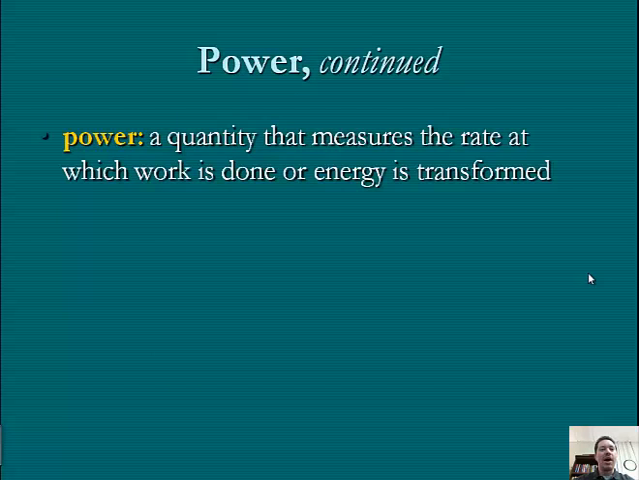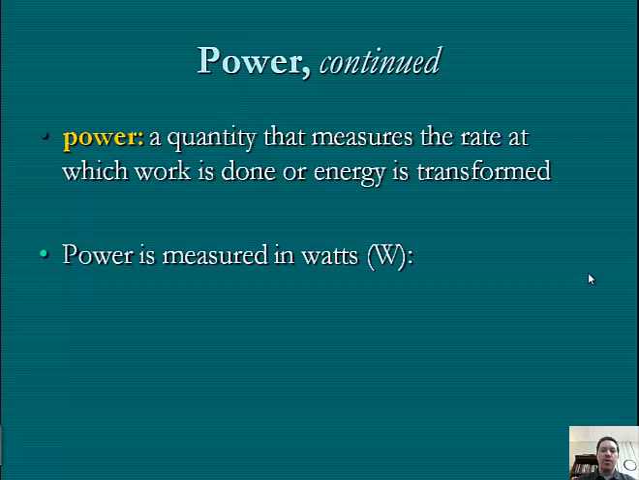So define power: a quantity that measures the rate at which work is done or energy is transformed. We measure power in watts, so we have joules per second. We just convert that over to a capital W, or watts, and here we've got the information written out. So work is measured in joules, time is measured in seconds, and we just change joule per second to the watt.